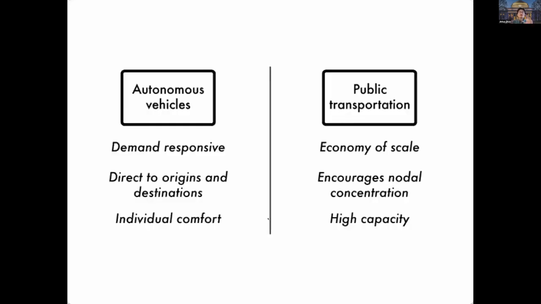So between the two sides, public transit has economy of scale, encourages nodal concentration, and has high capacity, versus autonomous vehicles, which are demand responsive, can serve door to door, and have individual comfort. So the question is, can we bring them together here?